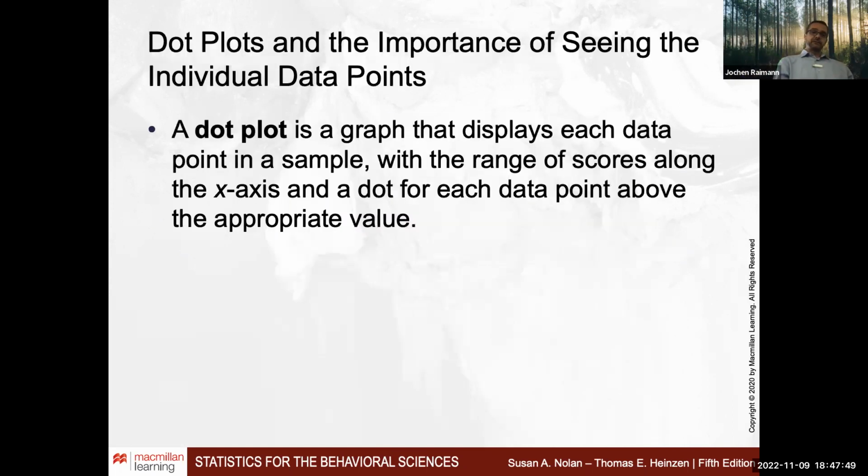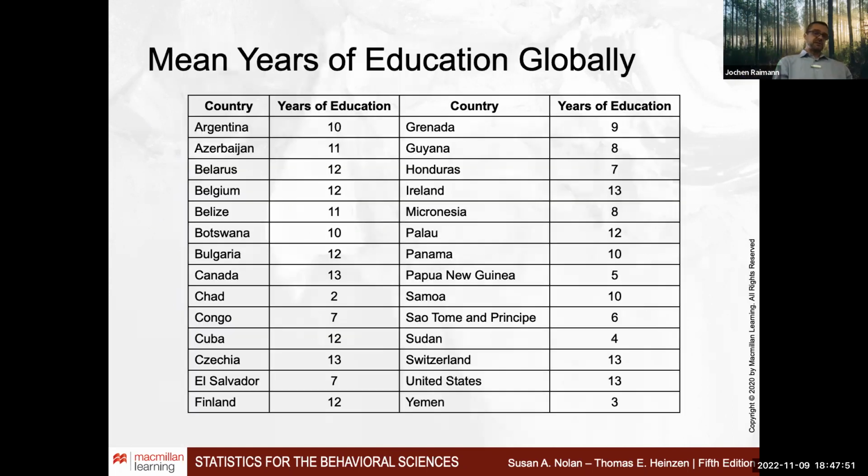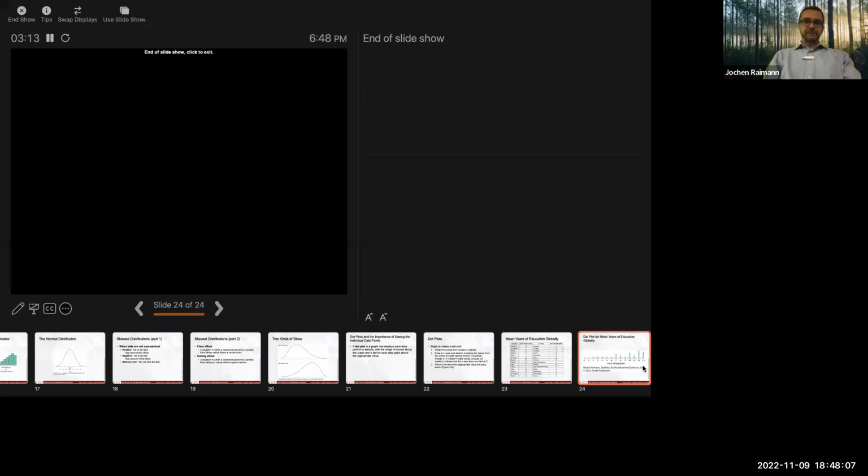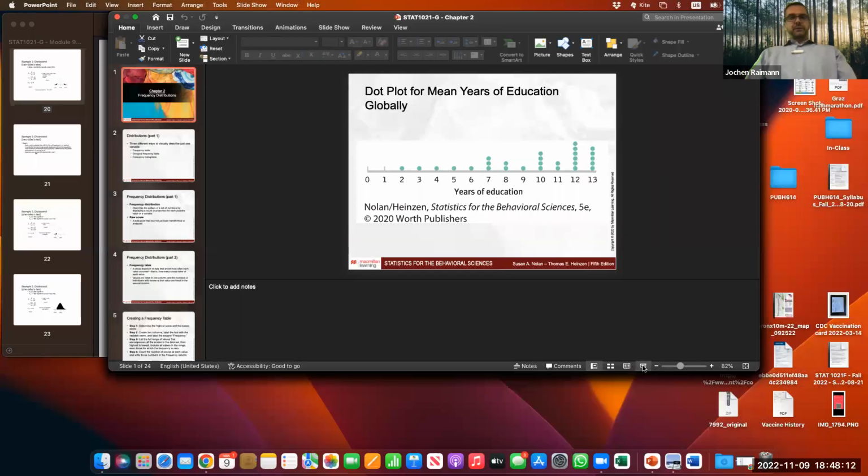Good. Then we have dot plots, which are rather a rarity. I think I've seen like 5 or 6 papers with a dot plot in it. It's more of a graphical depiction of each individual entry, only suited for small sample sizes. Good, so that was frequency distribution. That was simple and short.